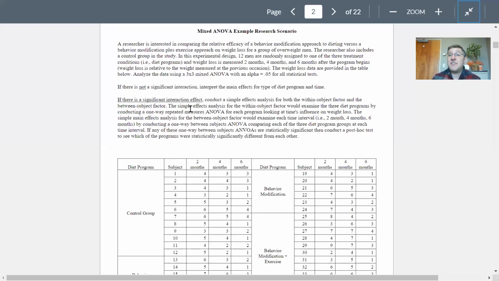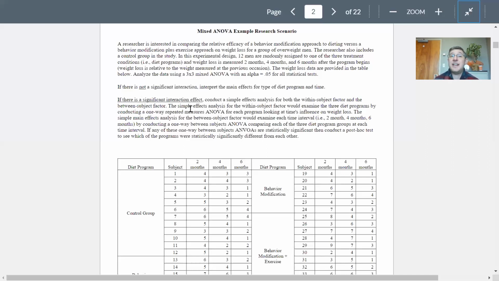Now, if there is a significant interaction effect, similar to what we did in the factorial design, we're going to conduct a simple effects analysis. Here we could conduct a simple effects analysis for both, and in this example, I'll conduct it for both the within subject factor and the between subjects factor. So for the within subjects factor, we would examine the 3 diet programs by conducting a one-way repeated measures ANOVA for each program, looking at the influence of time on weight loss.